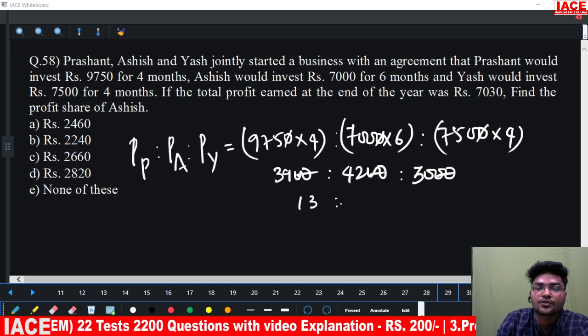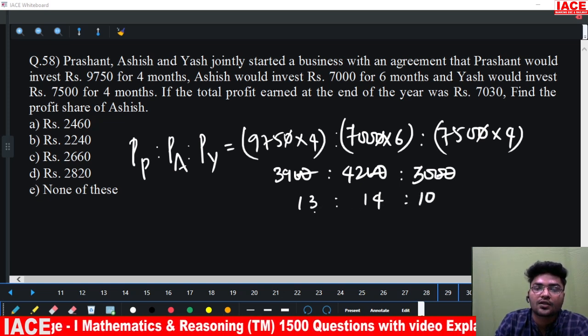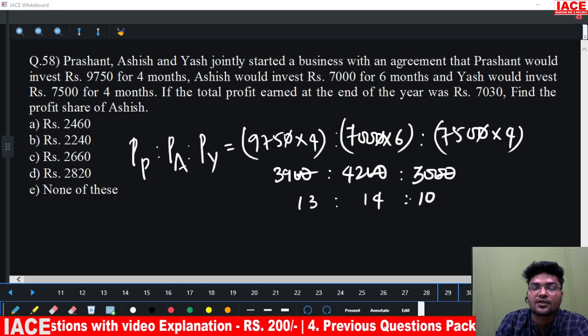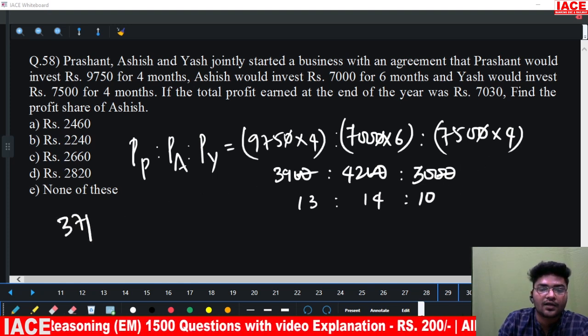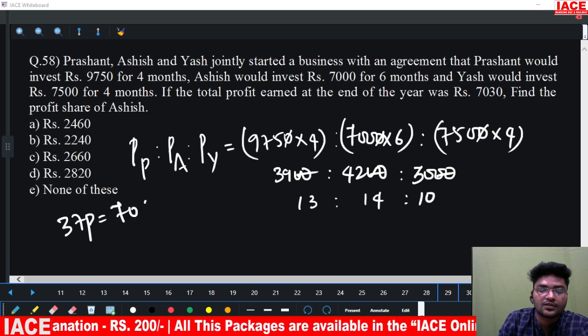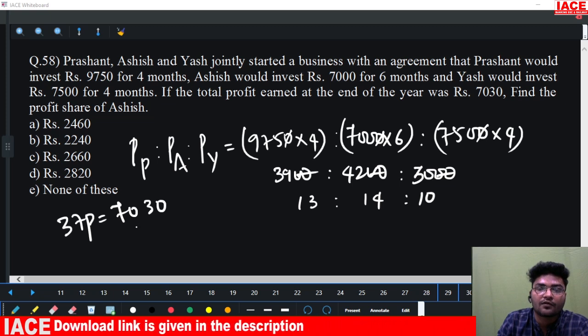So 13 is to 14 is to 10. Total 13 plus 14, 27. 27 plus 10, 37. So 37 parts is equal to 7030. What is asked? Find out the profit of Ashish. Ashish means 14 parts.